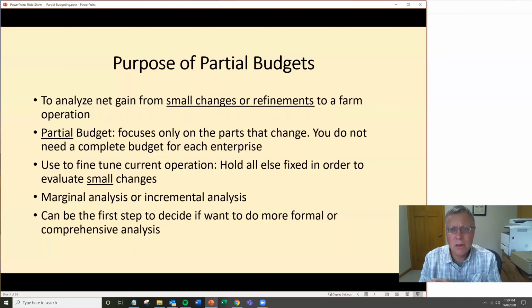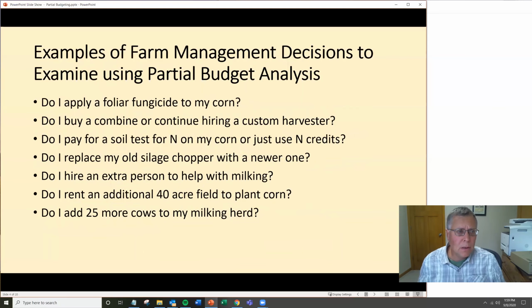And if things look fairly negative, you say, well, I looked, I'm not going to spend any more time on it. Or if it looks promising, you might circle back and do a much more intensive and comprehensive analysis. So here are some examples of the kinds of farm management decisions that you can examine using partial budget analysis.